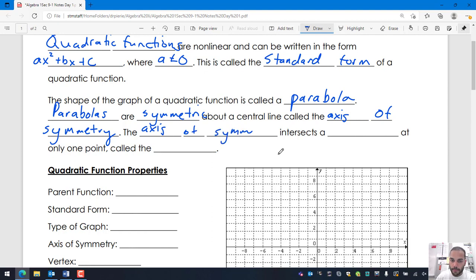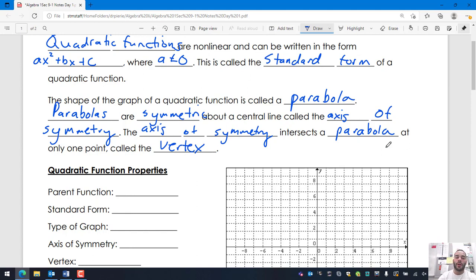The axis of symmetry intersects a parabola at a very special point. And what is that special point called? It's called the vertex. What is the vertex? It's either the top or the bottom of a parabola.